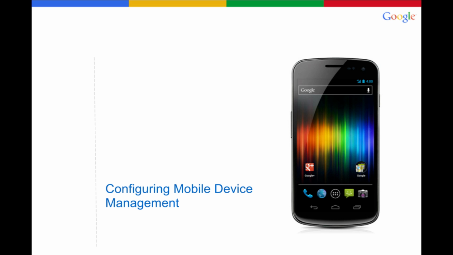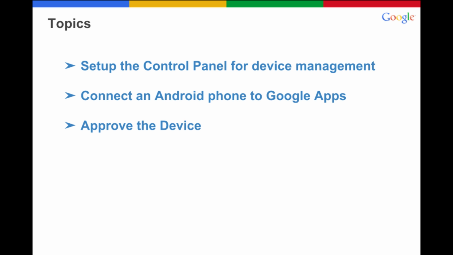In this module, we're going to configure mobile device management. We're going to take a look in this module at three elements: setting up the control panel for device management, connecting an Android phone to Google Apps, and finally, approving the device.